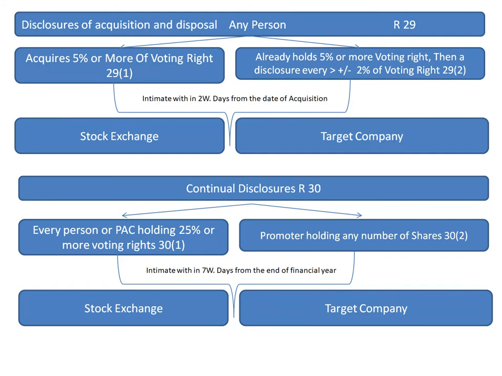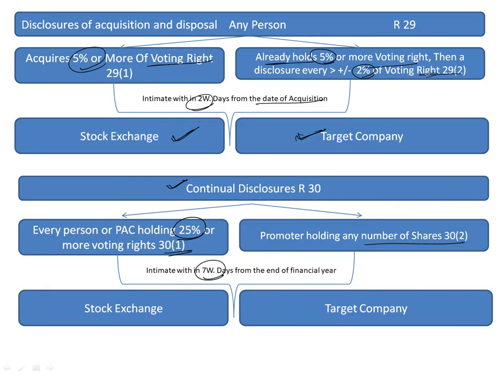Regulation 29 says disclosure of acquisition and disposal, meaning whether you acquire or dispose, which includes 5% or more of voting rights. If a person or persons in concert already hold 5% or more voting rights, then a disclosure of every addition or subtraction of 2% or more has to be provided within 2 working days from the date of such acquisition or disposal to the stock exchange as well as to the target company. Moving on to the next, continual disclosure: every person holding 25% or more voting rights, or a promoter holding any number of shares, needs to intimate the stock exchange as well as the target company within 7 working days from the end of the financial year, and it has to be done continuously, as a regular practice.